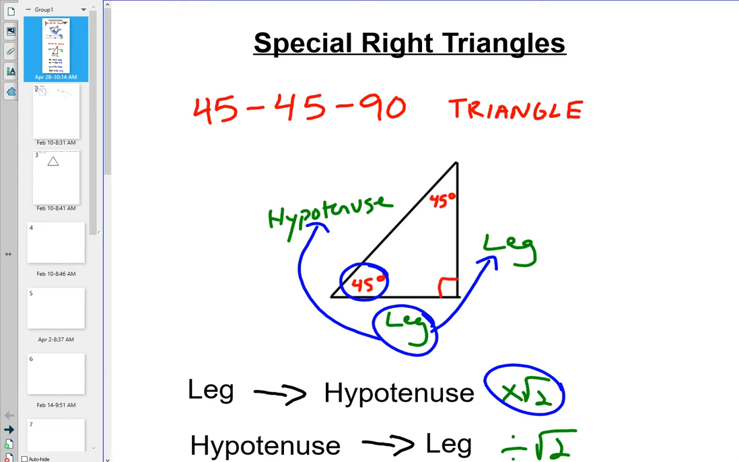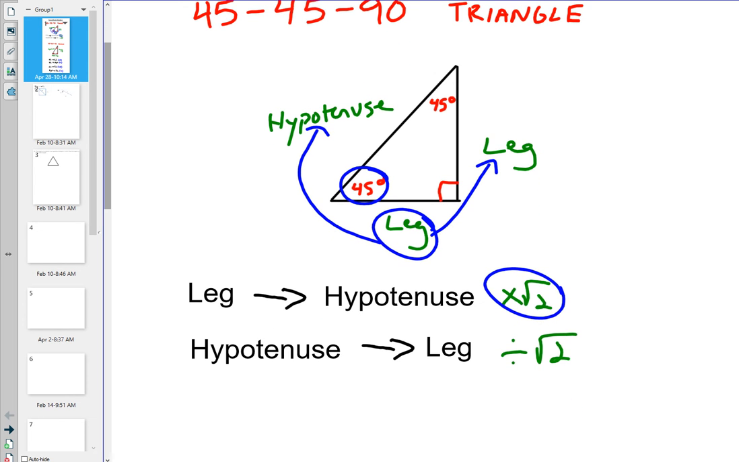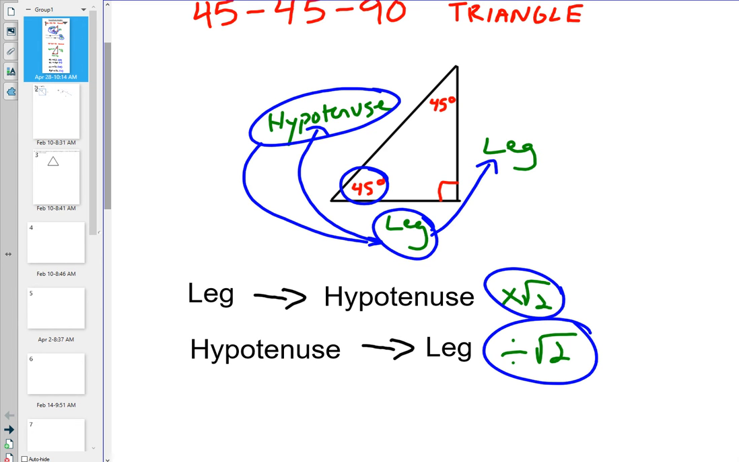I'm not going to get the decimal. If anything, I'm going to leave it as some number times square root of 2. I might have to simplify a radical, which we know how to do with the factor tree. But you're going to multiply by square root of 2. So therefore, the opposite, if the one side that they start us with is the hypotenuse and they want the leg, what would be the opposite of multiplying by square root of 2? Divide by square root of 2. That's the only thing you really have to know how to do on a 45, 45, 90.